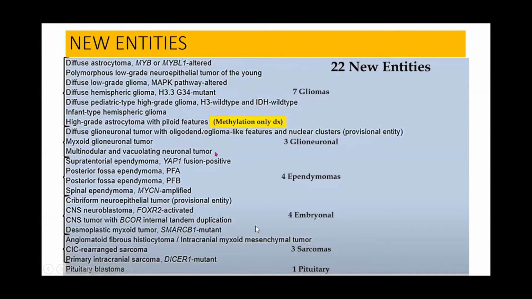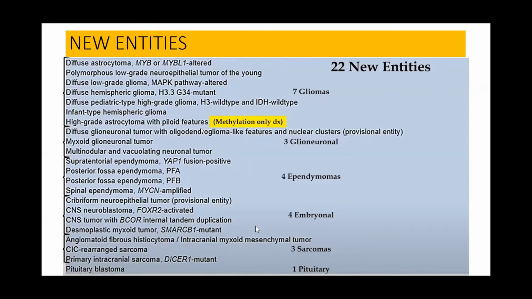This is actually described in the 2016 classification, but now it has been given a separate type in the glioneuronal broader category. Among the ependymomas, a lot of changes have occurred, and these changes have come about because of methylation profiling, which differs in different locations of the ependymomas.